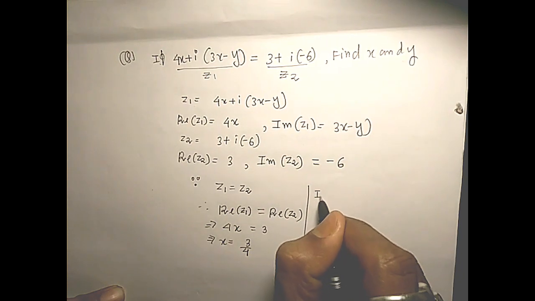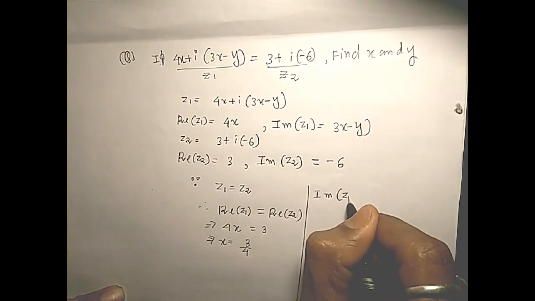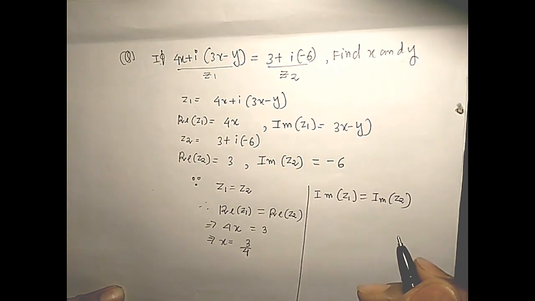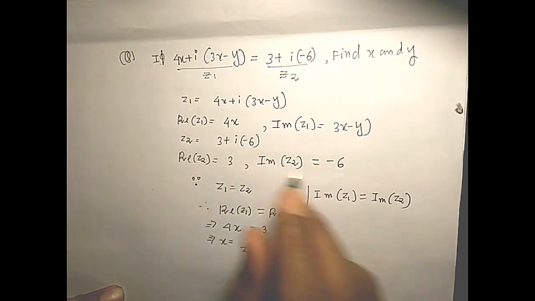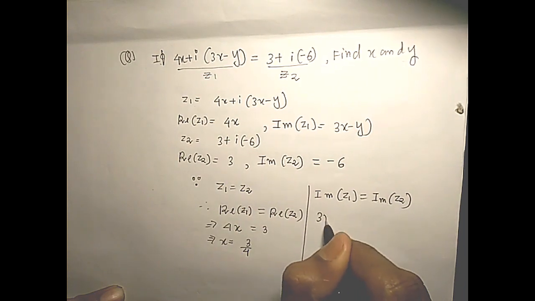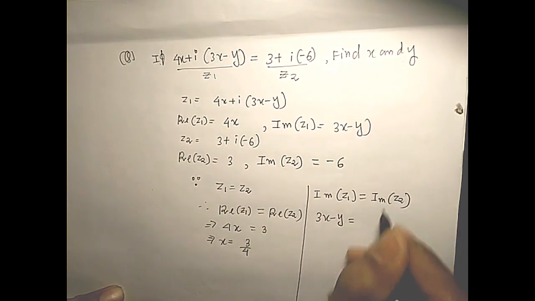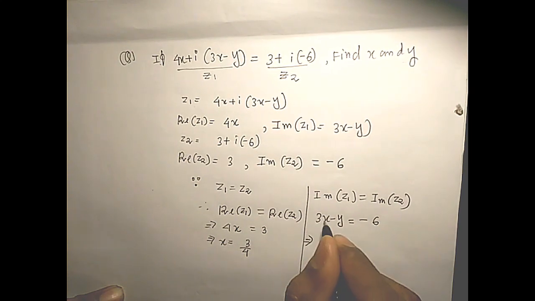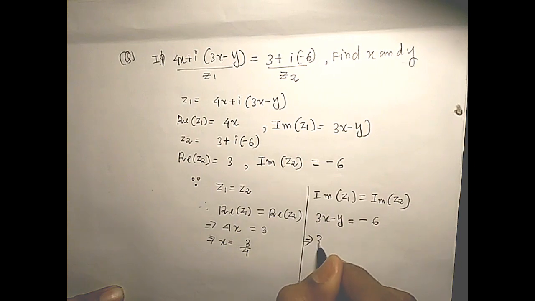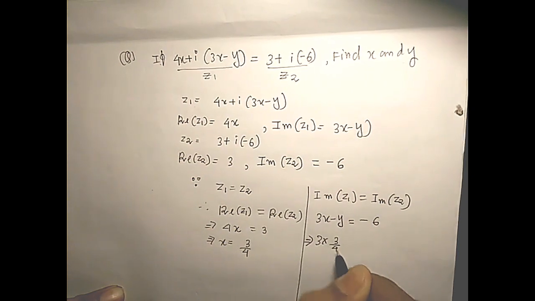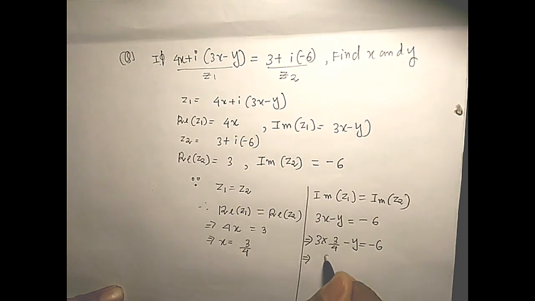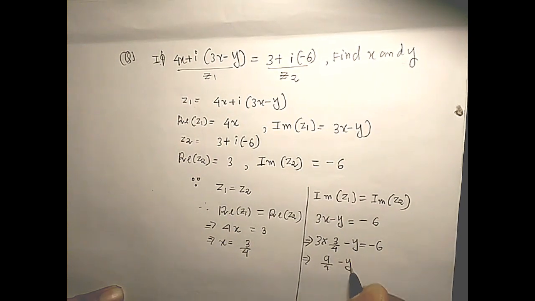Similarly, their imaginary parts should also be equal. Imaginary part of z1 equals imaginary part of z2. So 3x minus y equals minus 6. Put the value of x: 3 into 3 by 4 minus y equals minus 6. So 9 by 4 minus y equals minus 6.